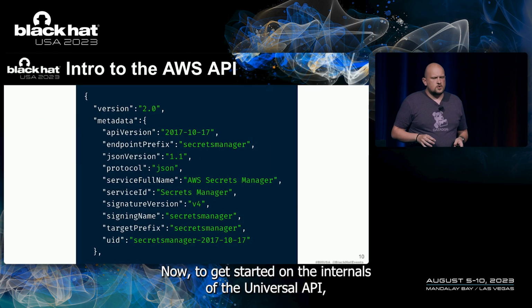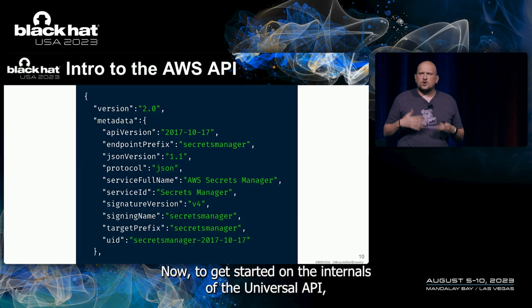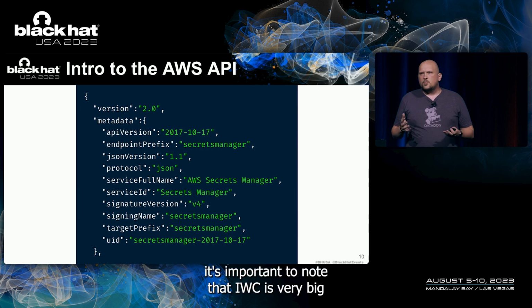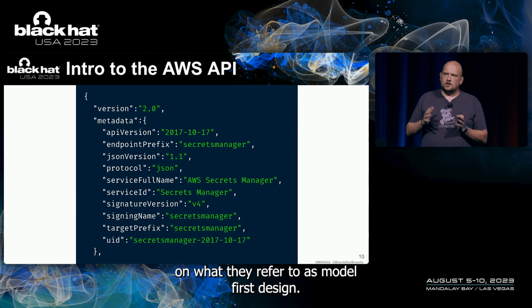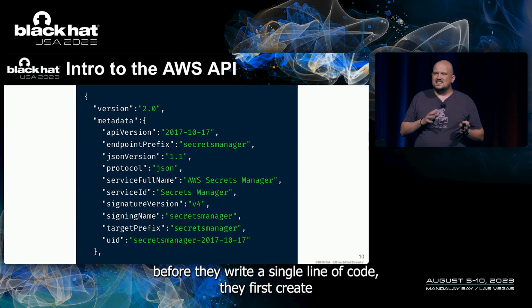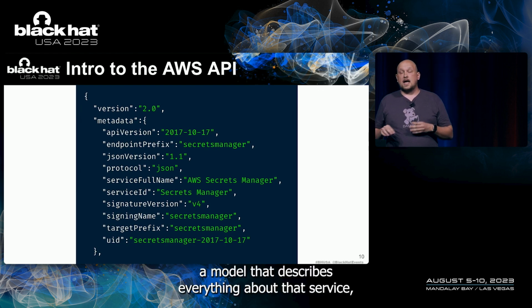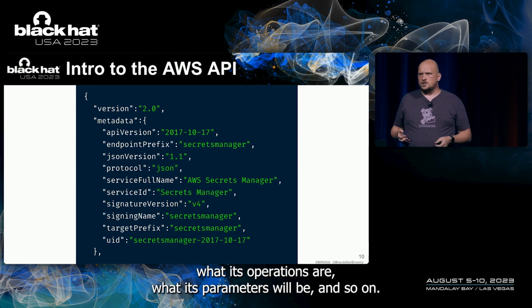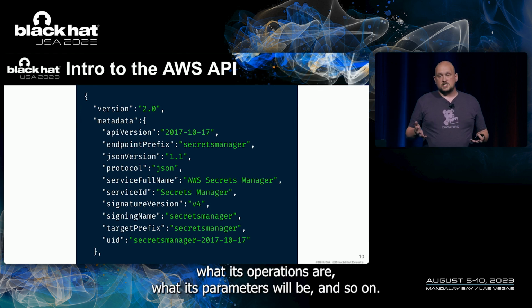Now, to get started on the internals of the AWS API, it's important to note that AWS is very big on what they refer to as model-first design. And what this means is when they create a new service, before they write a single line of code, they first create a model that describes everything about that service, what its operations are, what its parameters will be, and so on.